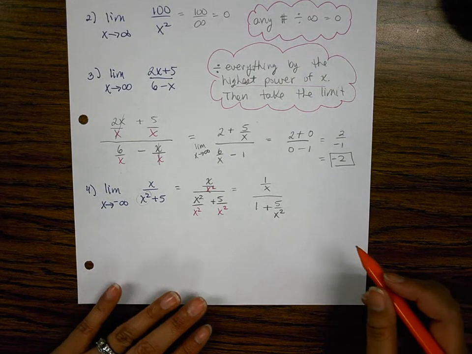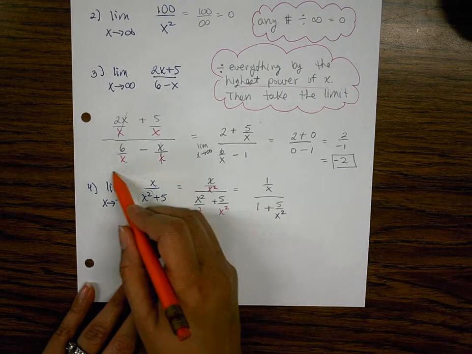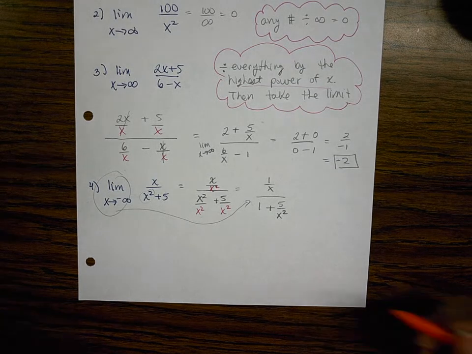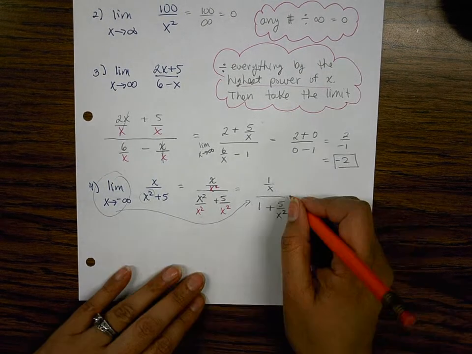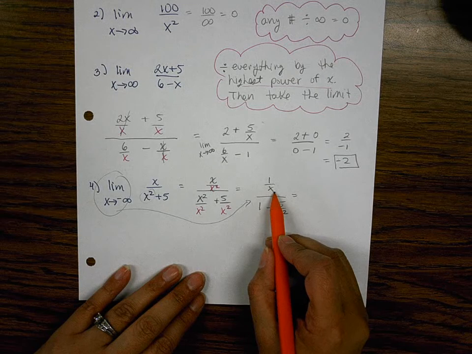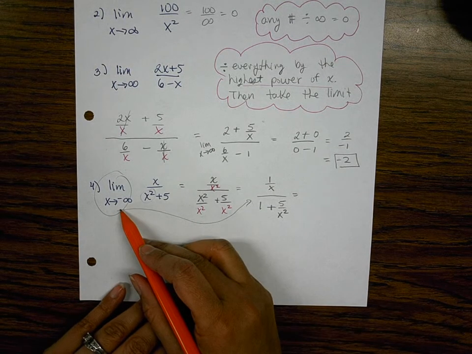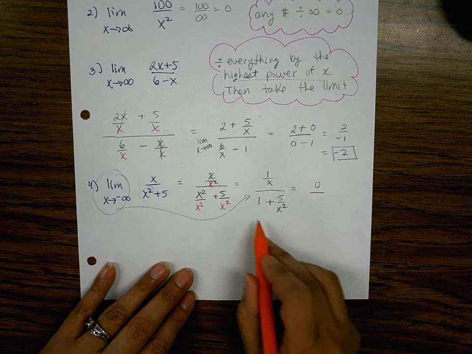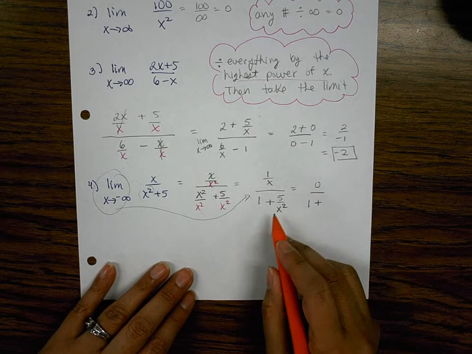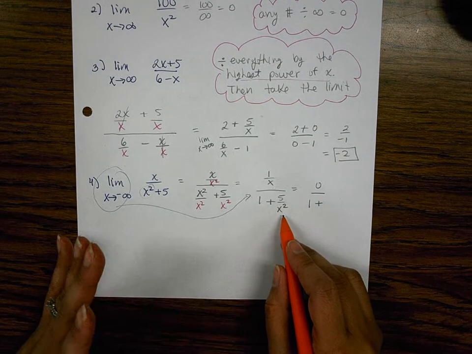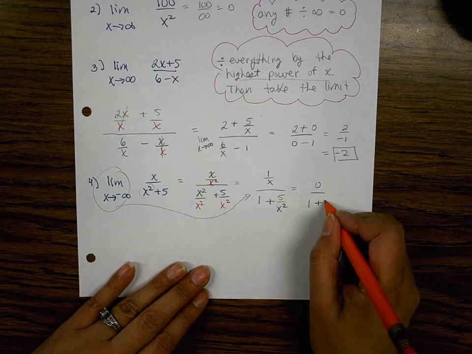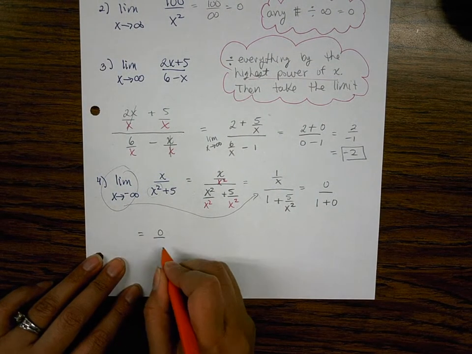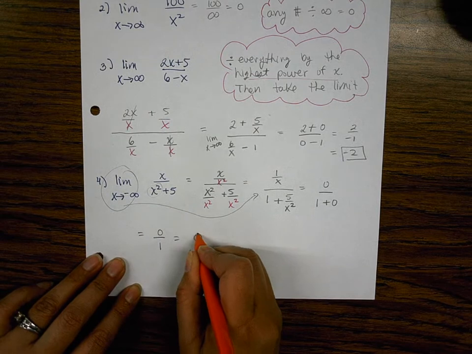So when you do this, you're going to now take the limit as x approaches negative infinity. And again, it doesn't matter whether it's positive or negative, you treat it the same way. 1 over infinity or 1 over negative infinity is going to be 0 over 1 plus 5 over infinity squared is still infinity. 5 over infinity is 0. So I end up with 0 over 1, which equals 0.